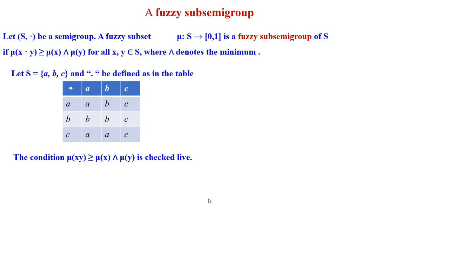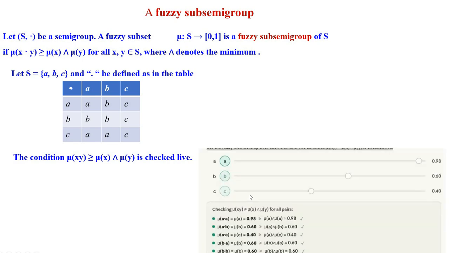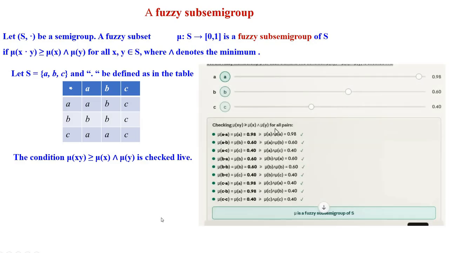And actually there is a result behind it, the criterion for any fuzzy subset to be a fuzzy subsemigroup. So you look at this video and search for the criterion. So in that way you will create an interest in the subject. Thank you. So here we can check whether mu of xy is greater than or equal to the minimum of mu of x and mu of y, where x and y are members of capital S, where the dot, that is the multiplication, is as given in the table above.